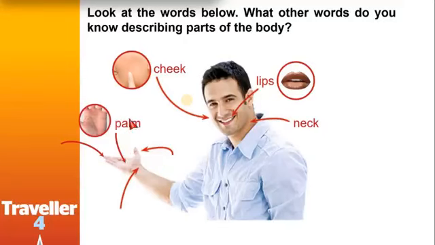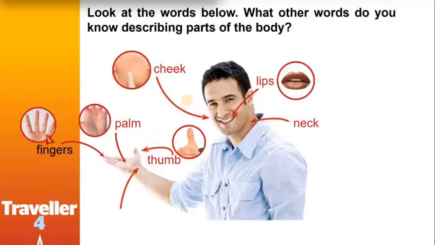the palm, no L. Palm is the inside of the hand, palm. A thumb, thumb, no B. 4 fingers and a wrist. It is where you put on your watch. Wrist, no W, no B, no L. Palm, thumb, no B. Wrist, no W, wrist. Now, do you know other words that we can add?